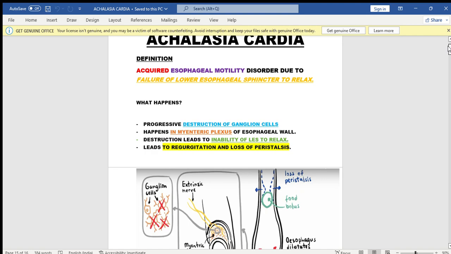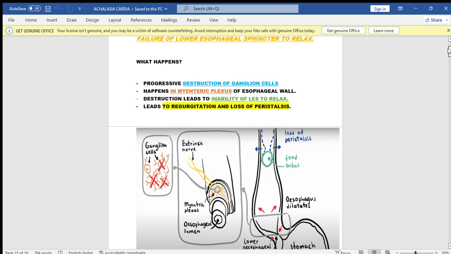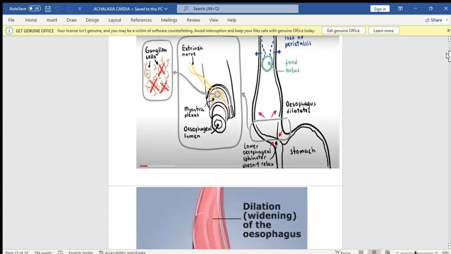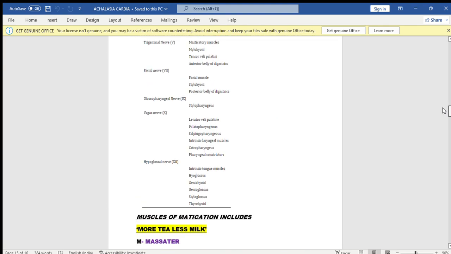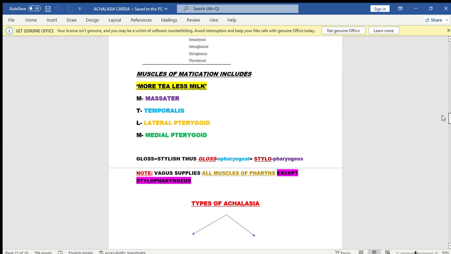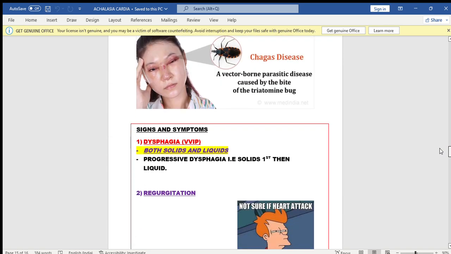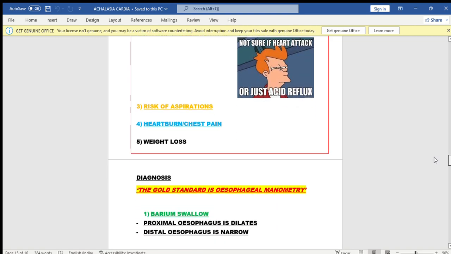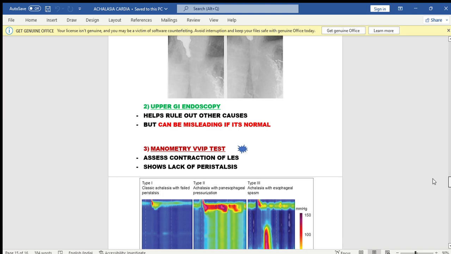So to quickly revise, Achalasia cardia is an esophageal motility disorder where the lower esophageal sphincter is not relaxing. The reason is that there is progressive destruction of the ganglion cells, basically involvement of the myenteric plexus, right? As a result of that, you're going to have regurgitation, heartburn and chest pain, right? And dysphagia can be to both solids and liquids. The dysphagia can be progressive, first solids then liquids, right? To diagnose, you need to do manometry, which is the gold standard. Barium swallow will show you a bird beaking appearance, right?